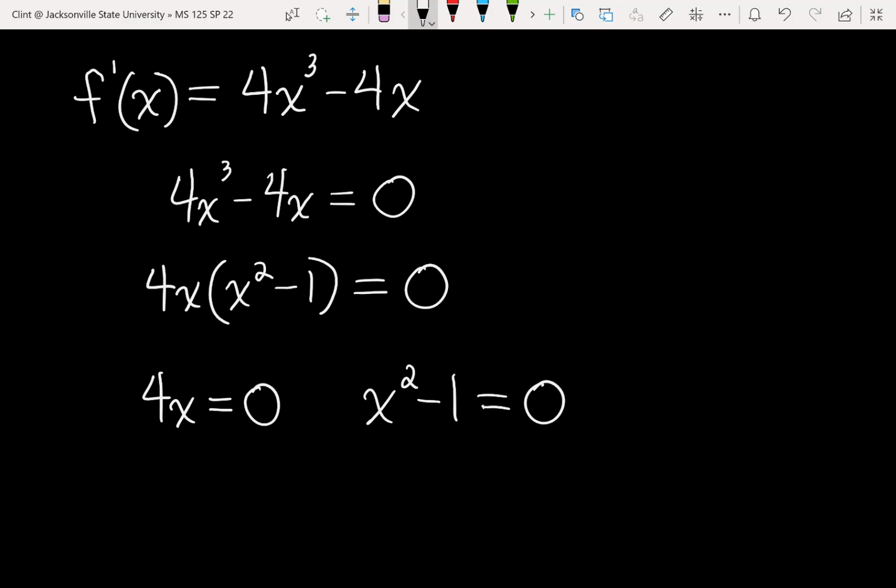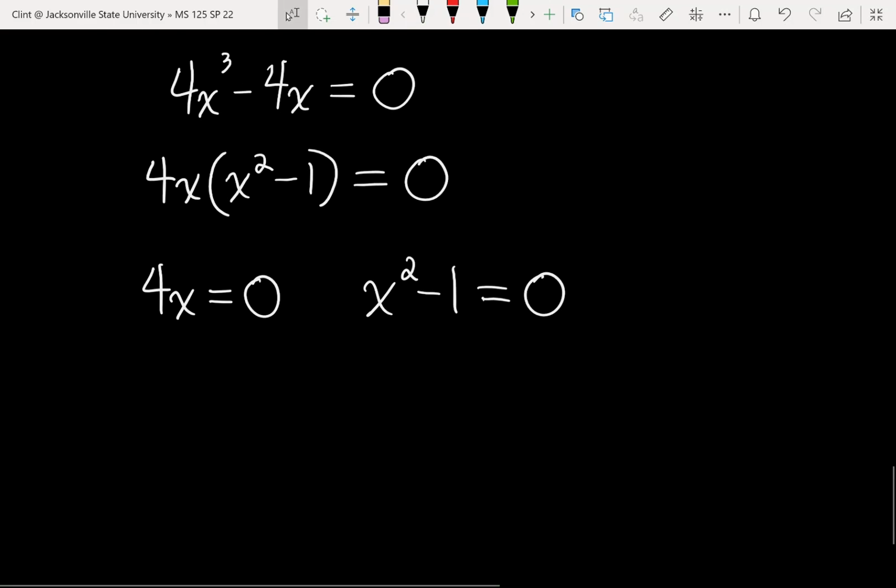Okay, the other route you could take is if you happen to realize this one will factor again, you can do that. This is the difference of two squares. So I'll give you x plus 1, x minus 1. We'll get the same thing here. We're just going about it a different way.